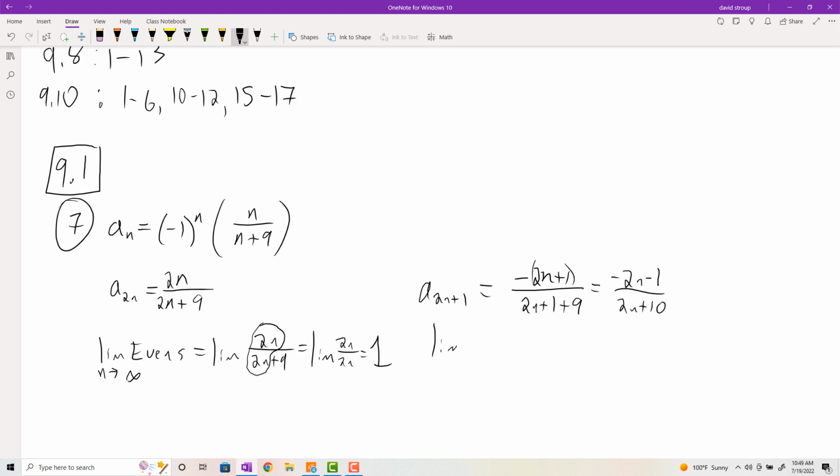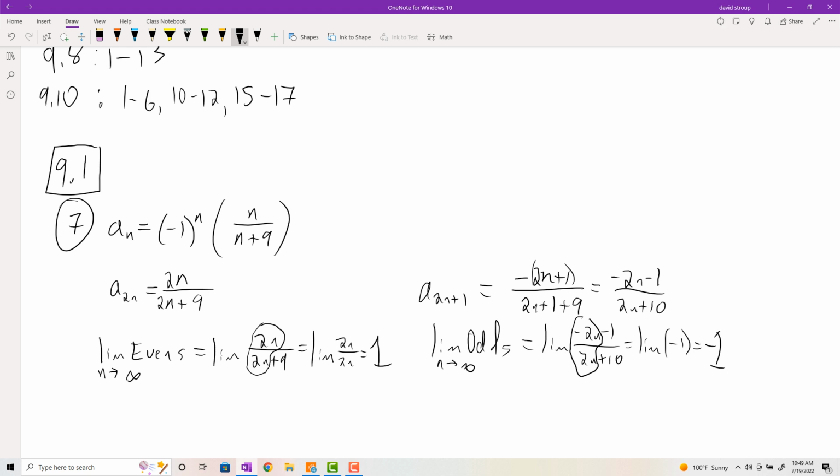And then taking the limit of the odds as n goes to infinity, we have the limit of -2n minus 1 all over 2n plus 10. Circling the high degree terms, you see you just have the limit of -2n over 2n, which is just -1, and then the limit of a constant is the constant. So you just get -1 in this case.